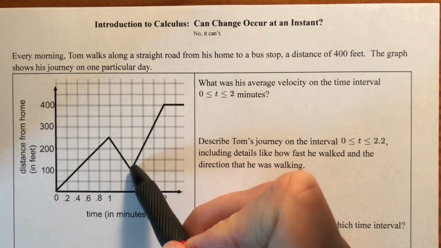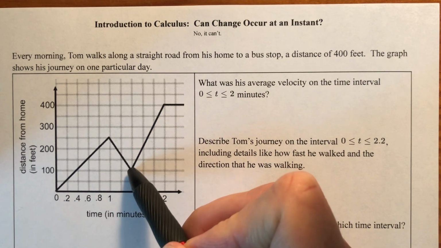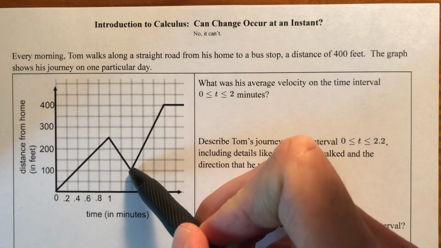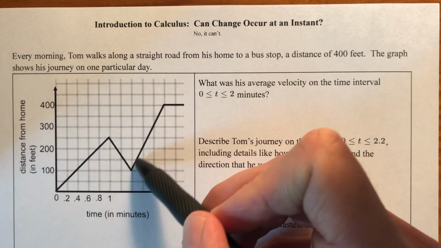So his distance from home is decreasing. So he's getting closer to home, like he forgot something. He didn't make it all the way home, obviously, because otherwise the distance would be 0. Maybe someone met him halfway and brought his lunch. I don't know. And then he heads back.